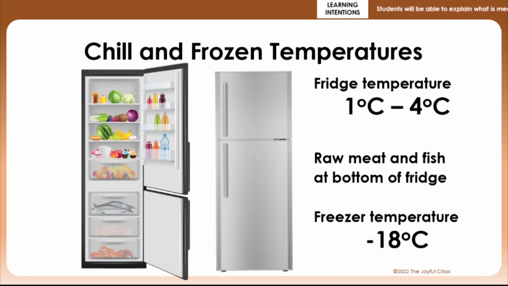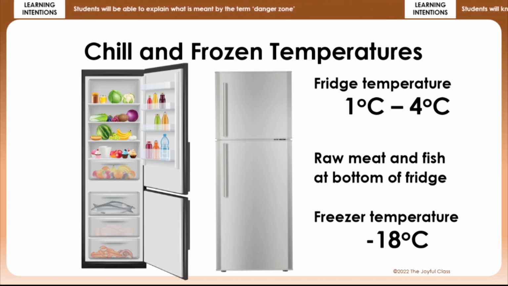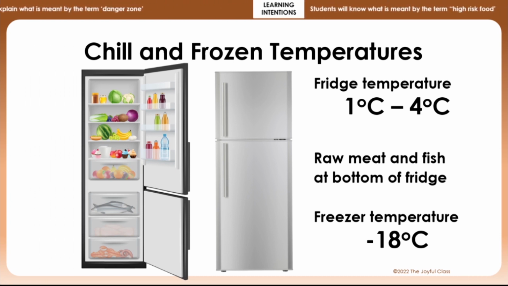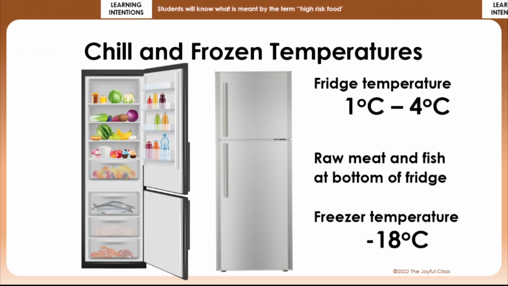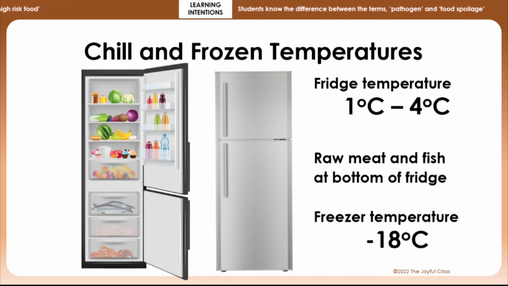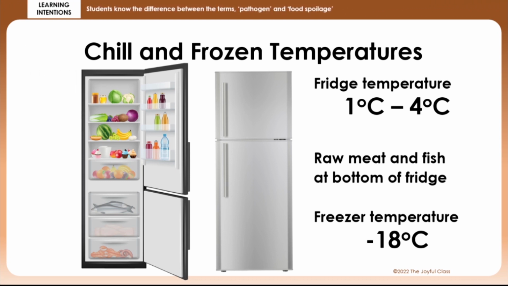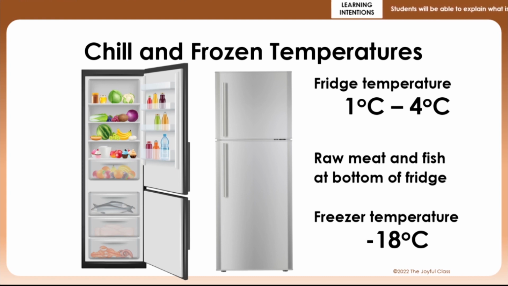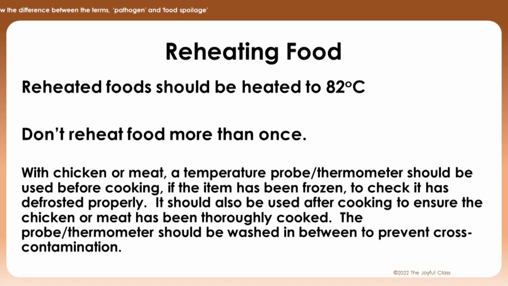The temperature of a fridge in Scotland should be between 1 degree centigrade and 4 degrees centigrade. Raw meat and fish should be kept in the bottom of the fridge covered. And the freezer temperature should be minus 18 degrees. Food should only be reheated once, and the temperature to reheat food should be at 82 degrees centigrade or above.